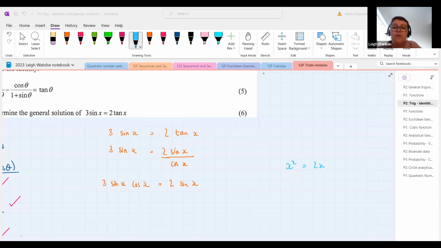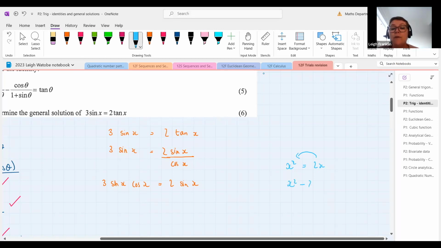I'm not allowed to do that because then I lose a solution, don't I? And what if one of my solutions was 0? Then I'd be dividing by 0 and it would be undefined. So the idea is that because it's quadratic, I would move this over to the other side, make it equal to 0, and then I would factorize, wouldn't I? Okay, so it's the same idea over here.